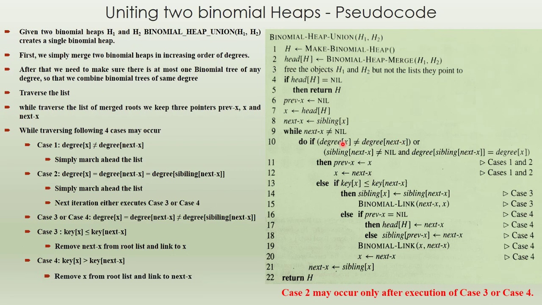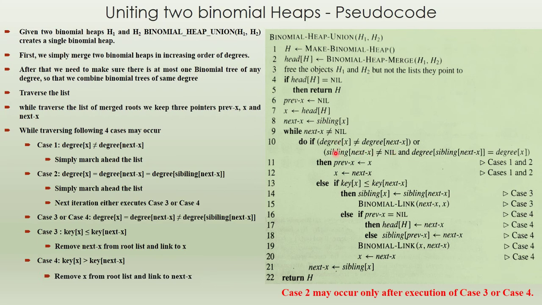So you already studied the OR condition. If the first condition is false, you just remember about the OR condition. The second condition is checked only when the first condition is false. So when we are checking the second condition, what is the actual value? Degree of x will be equal to degree of next x. Then only we are going to test the next condition, or the second condition.